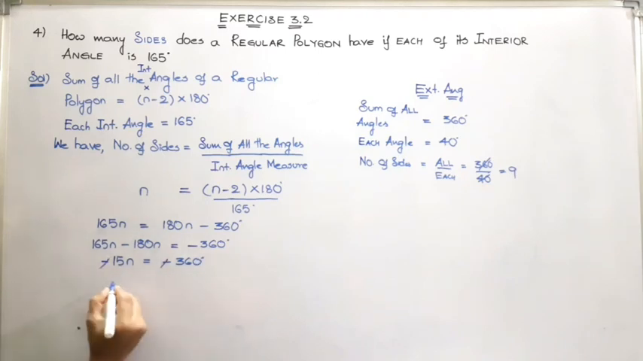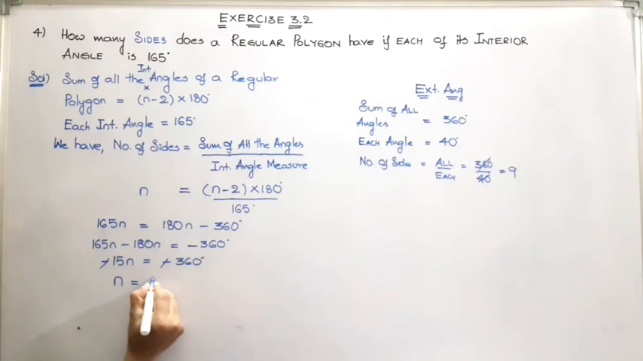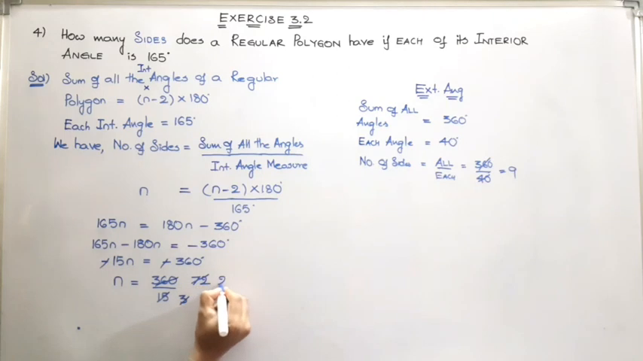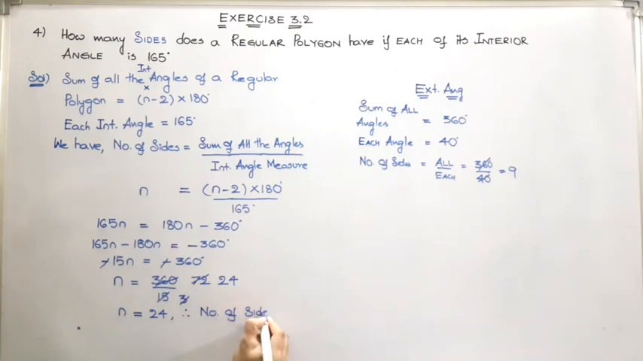Minus minus will get cancelled. We want only n, which is equal to 360 degrees divided by 15. 360 divided by 15: 15 threes are 45, 15 twos are 30, so 15 times 24 is 360. So what is the value of n? Here it is 24. Therefore, the number of sides is equal to 24 sides.